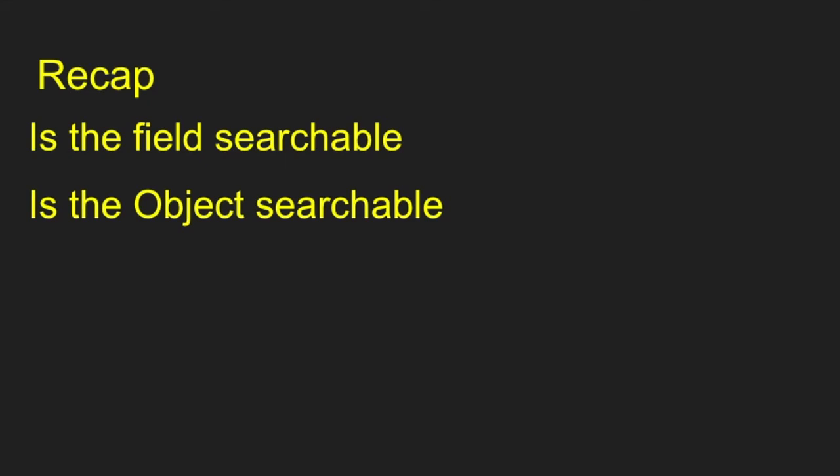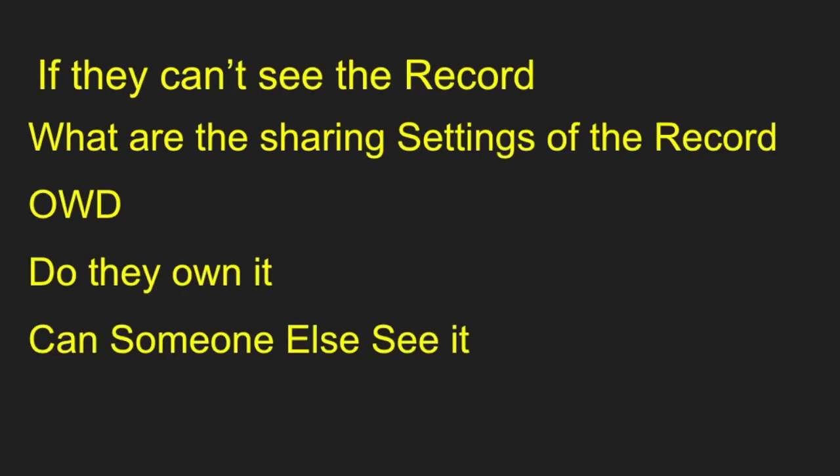Is the field searchable? Is the object searchable? One of the things that we want to think about is if they can't see the record. So if they can't see the record, what are the sharing settings of the record? What is your org-wide default? Do they own it? Can someone else see it? It really depends on what your org settings are for the sharing of the record. The record may exist, they just can't see the record because of some type of sharing permission.